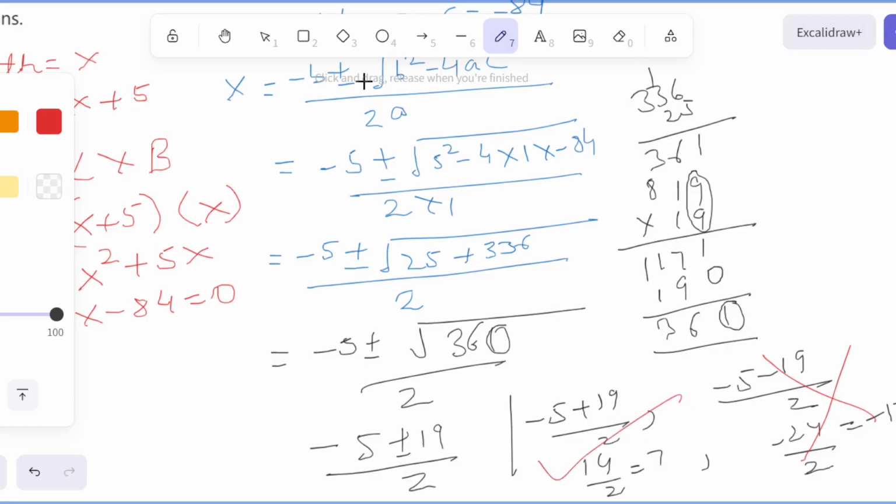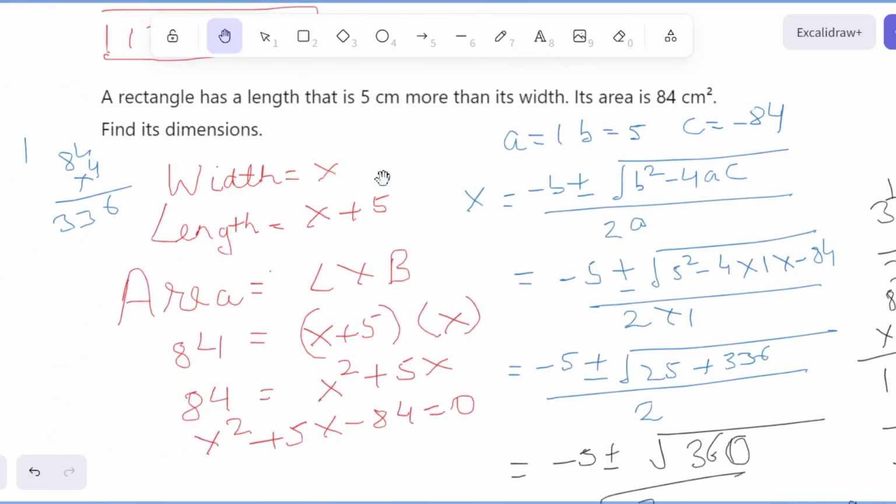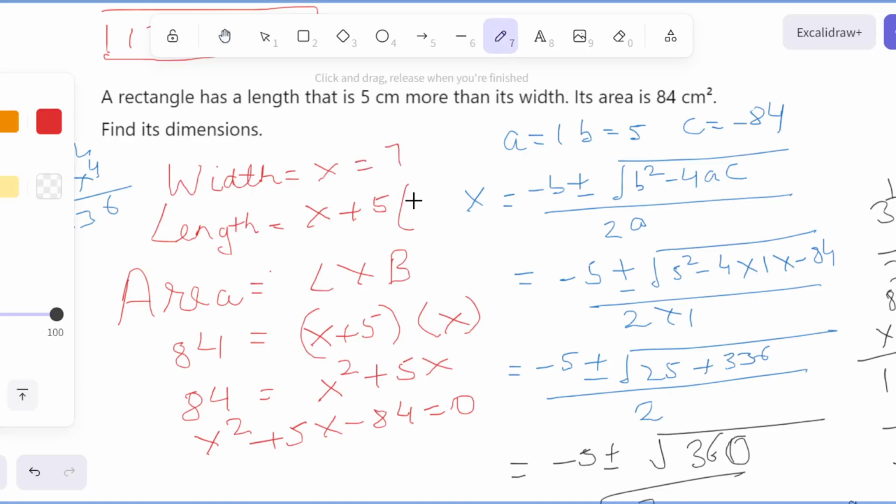So if we see the question from the beginning, we supposed the width to be x, right? So that is 7. And the length will be 7 plus 5, which is 12. And if you multiply also, 12 times 7 is 84, which is the given area. So we verified our answer, isn't it?